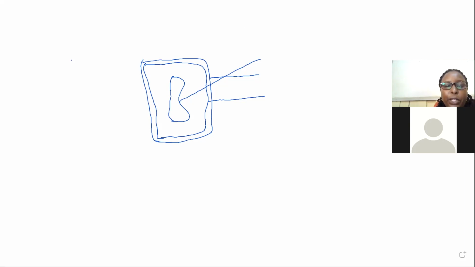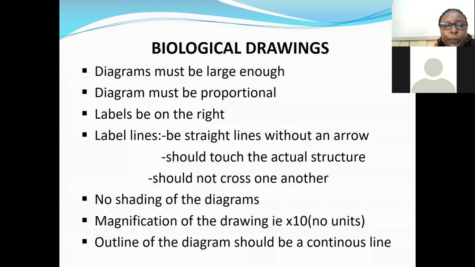Another key point on the diagrams: no shading of the diagrams. Some students will get excited and even add color onto the diagram. We don't shade the diagrams, not even using a pencil. No shading of the diagram.